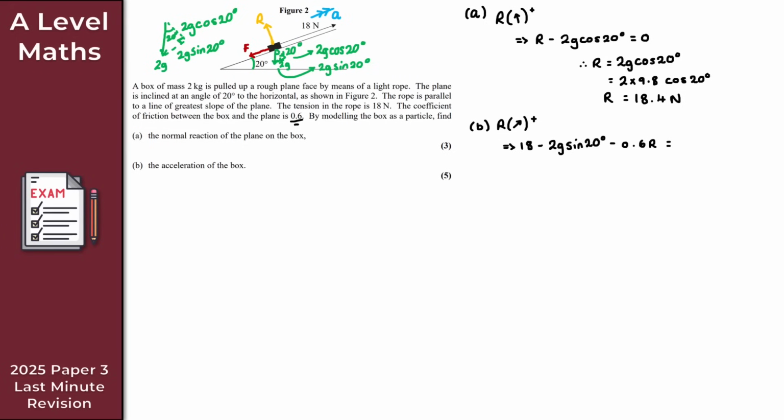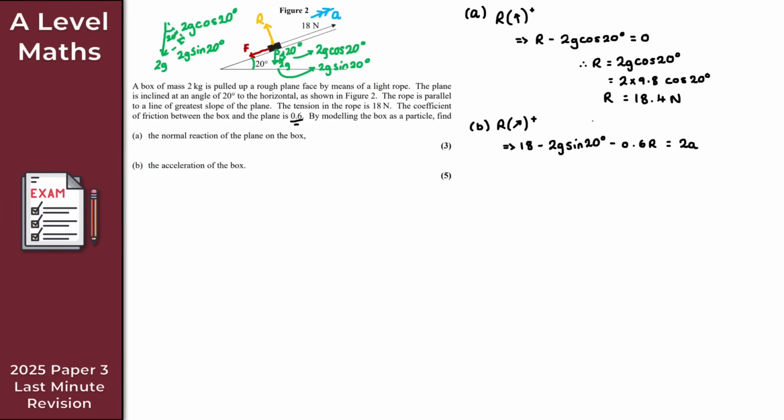Now we do have acceleration in this case in the parallel sense. We didn't for the perpendicular direction, but for the parallel direction, yes, we do, because it's accelerating up the plane. So the mass here is 2 kg, so I get 2 times a, to get 2a.